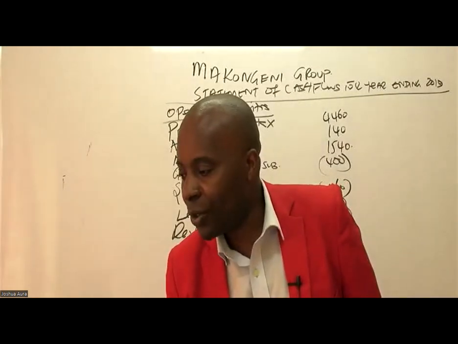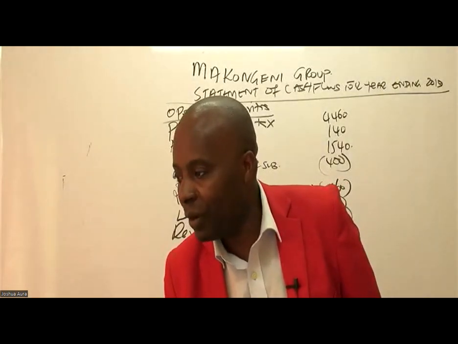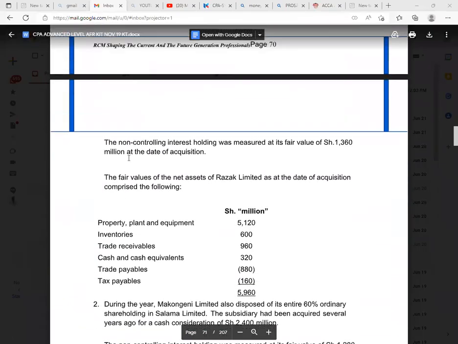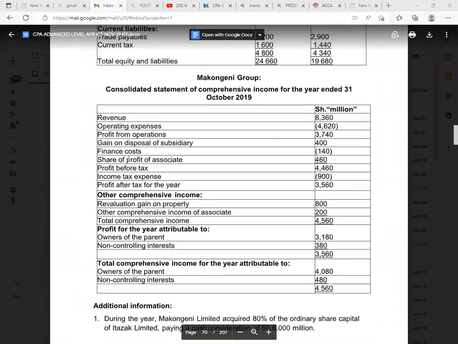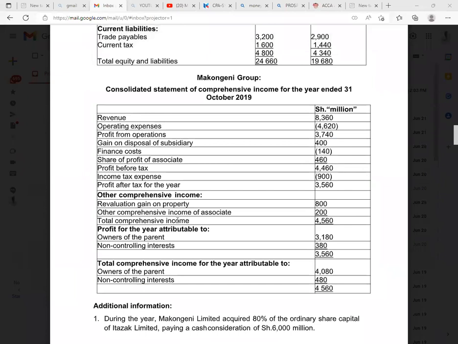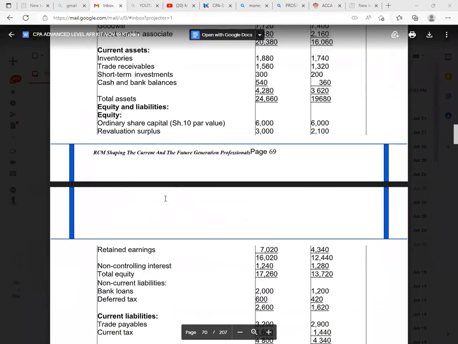So receivables, ladies and gentlemen, what do we have under receivables? Under receivables, I can see the opening receivable. Remember, receivable is OC. I can see the opening receivable here. Opening receivable is 1320, closing 1560. So it is 1320 for receivable. For receivable, I'm taking 1320 minus 1560.